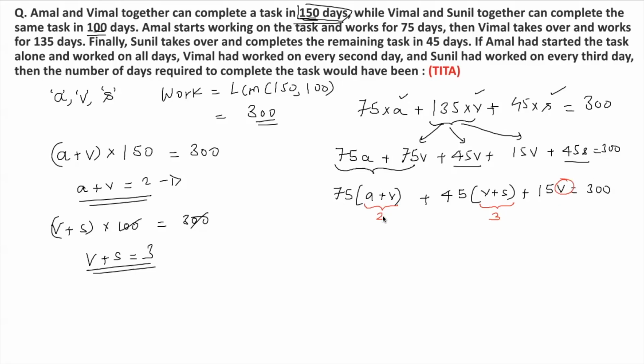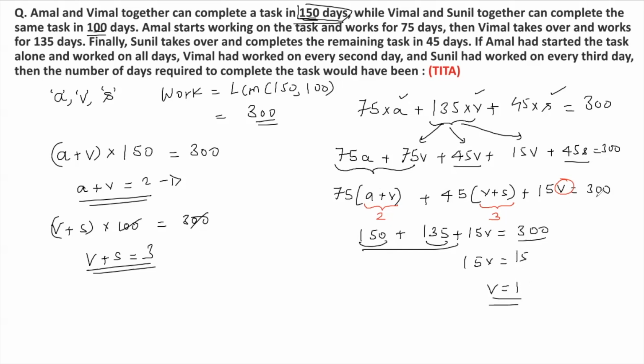So let's do it. 75 into 2 will be 150. 45 into 3 is basically 15 into 9, 135. Plus 15V is nothing but 300. So 150 and 135 is 285. 285 plus 15V is 300. Or 15V is 300 minus this 285, 15 only. That gives me V is equal to 1.